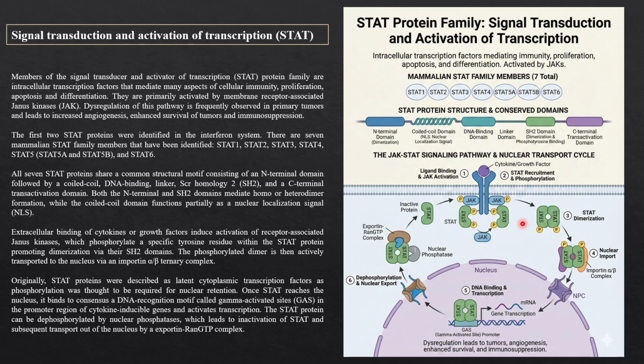Inside the nucleus, the STAT dimers bind to the specific DNA sequence, which is also known as the gamma activated sites, in the promoters of the target genes. This leads to the transcription of genes involved in cell growth, survival, immune response, and differentiation. After completing their function, the STAT proteins are dephosphorylated by the nuclear phosphatase, which leads to their inactivation, and they are then exported back to the cytoplasm. And they are ready for another cycle of activation.